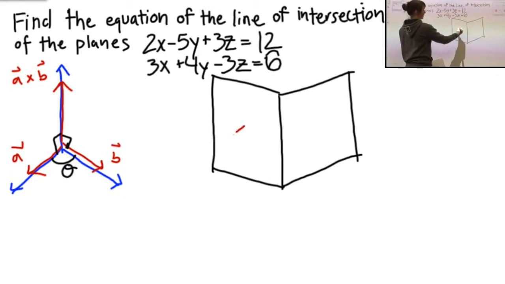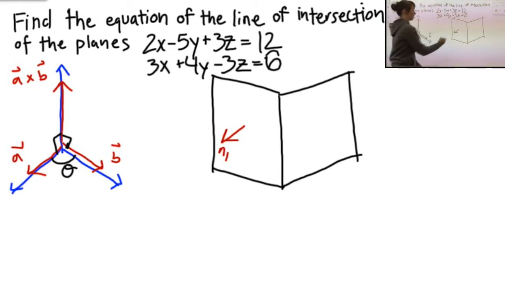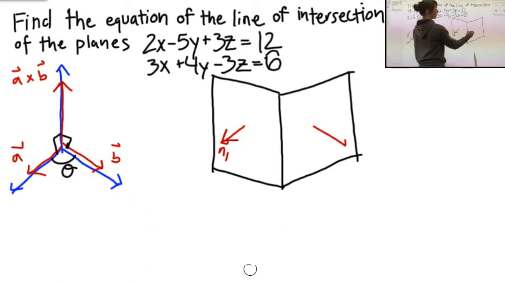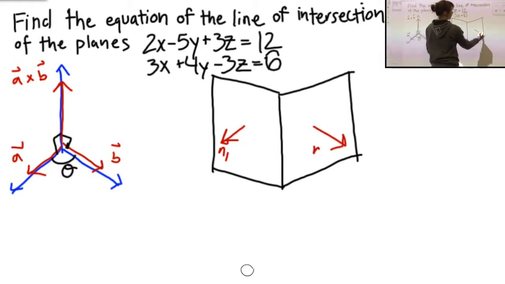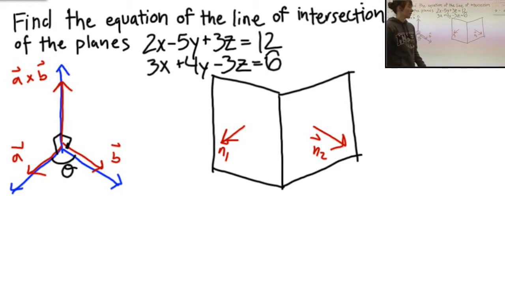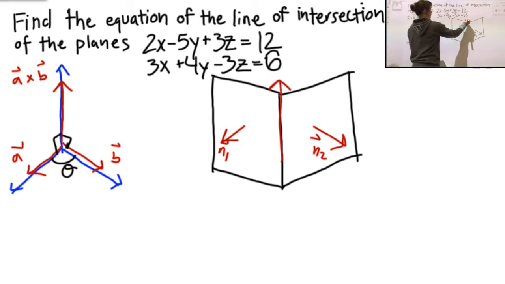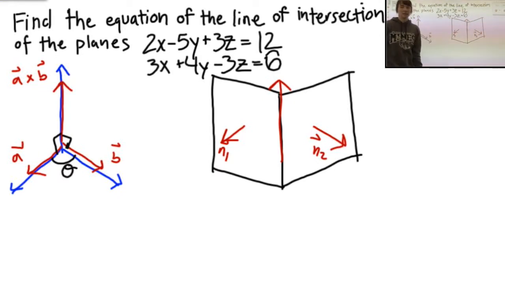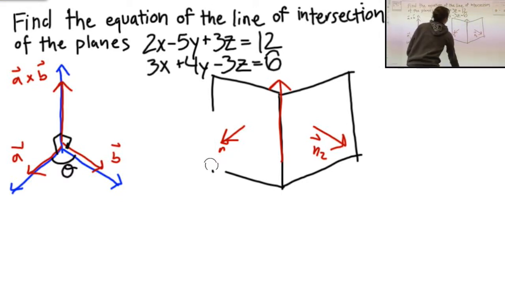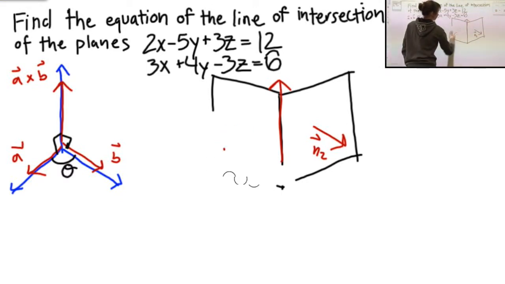So the first normal vector is going to come out of the page this direction, and this is n1 for my first plane. And then your next one is going to come out of the page this direction, and this is n2 for your second plane. So then their cross product is going to be just like on here, it's going to go upwards this direction. And we see that that is the line of intersection of the two planes. So let's get started on finding that line of intersection.